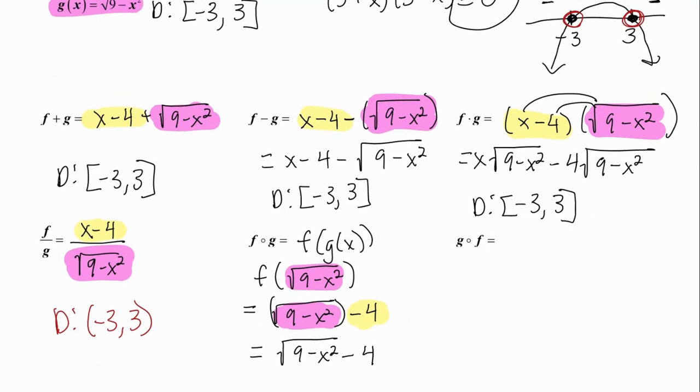So then the next one, we're doing g of f of x. So into g, we're plugging in x minus 4.